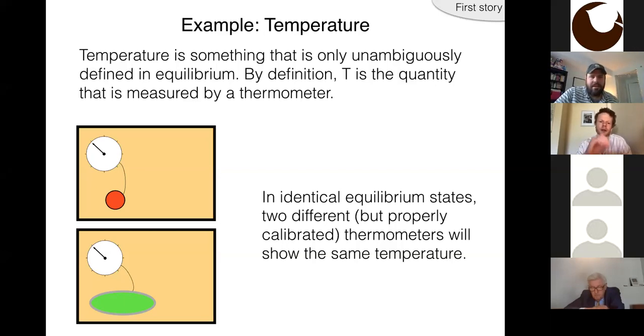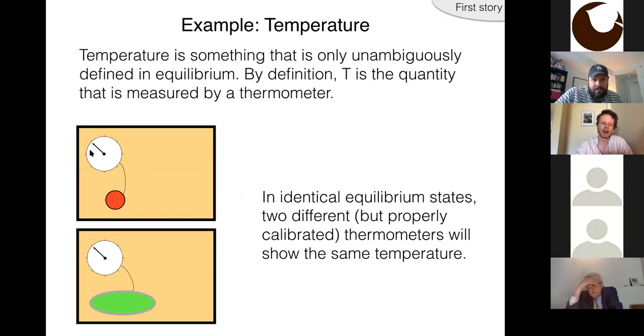What I have here is a cartoon of two different thermometers that are immersed in the same equilibrium state. This orange box is my stuff in equilibrium. The red blob and the green blob are two different thermometers that are coupled to their gauges. If the thermometers are properly calibrated, then in identical equilibrium states, these two different but properly calibrated thermometers will show exactly the same temperature, right? That's the whole point of calibration.